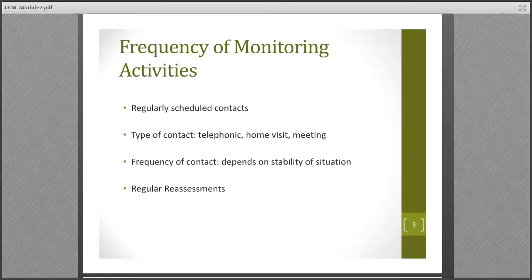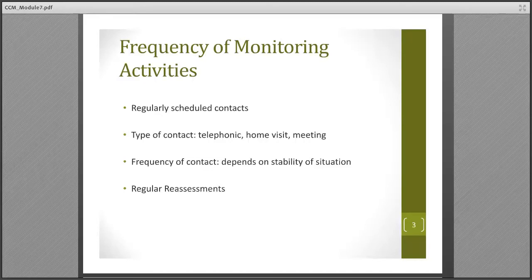For example, someone who has just been discharged from a hospitalization may need to be more closely monitored while they adjust to their new medications, etc. For a stabilized patient, a minimum frequency of a monthly contact is recommended.